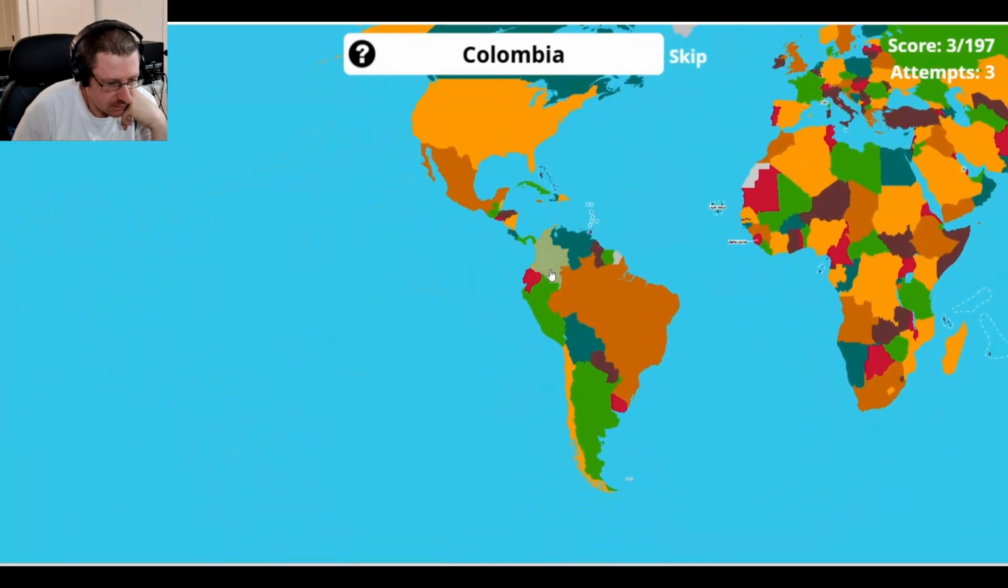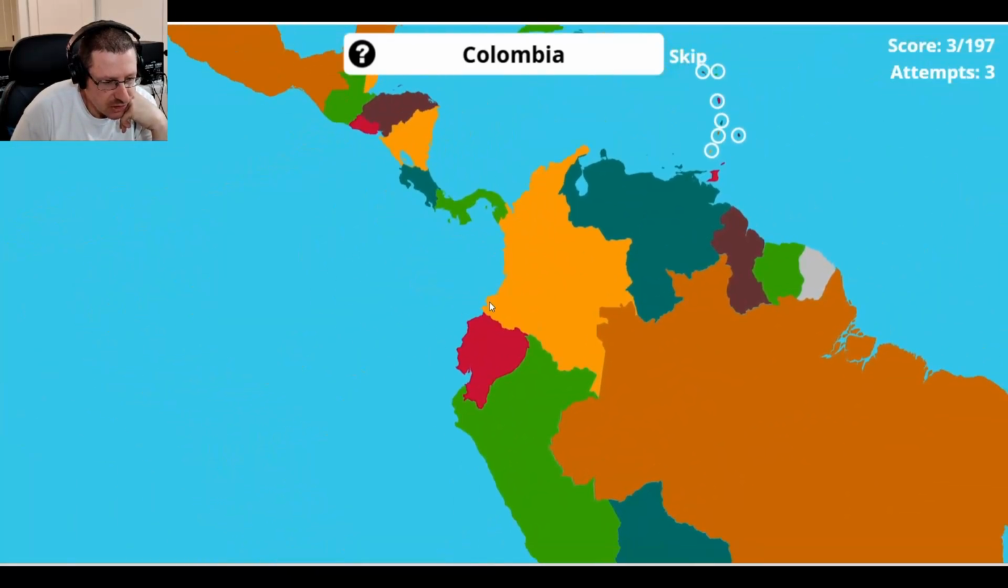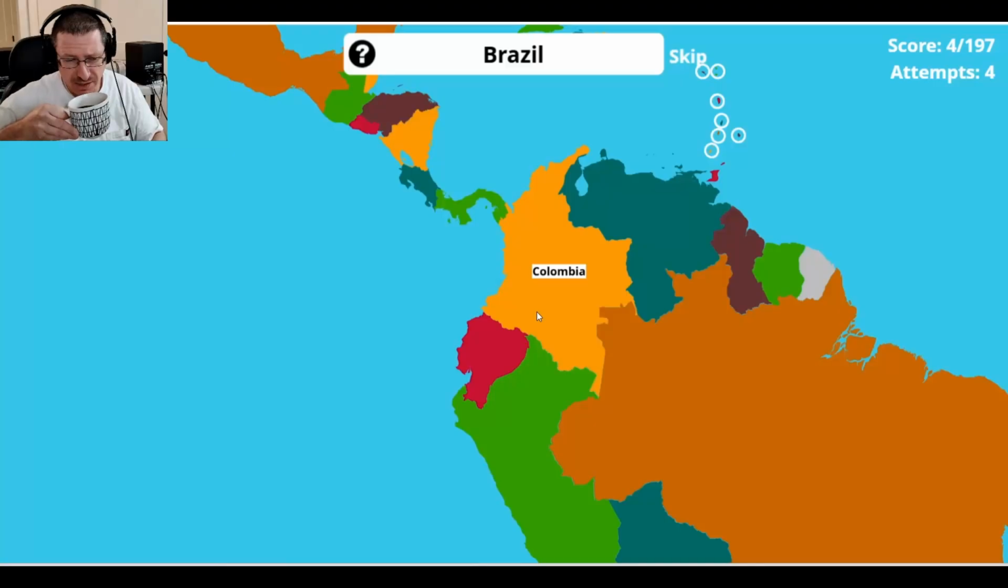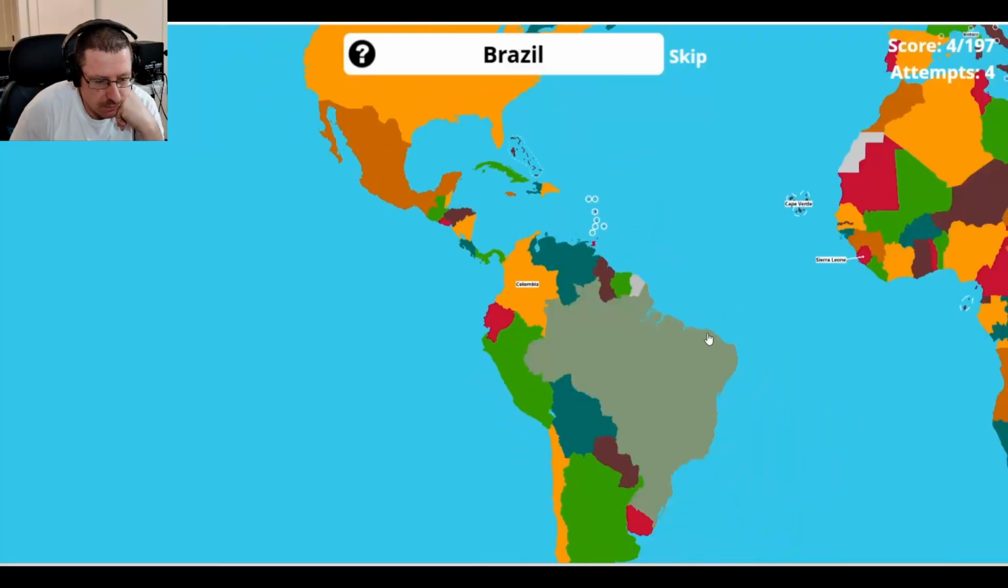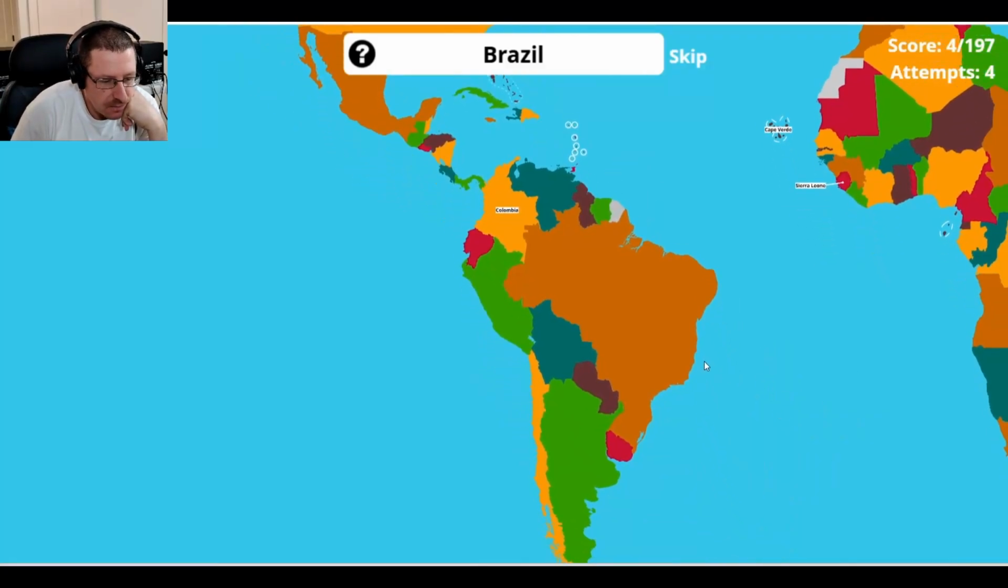Colombia, South America. It's right here. It's got the most bird species in the world. There's like 2,000 types of birds in Colombia. It's like the most in the world. Brazil is the biggest country in South America. It's right here. 60% of the Amazon rainforest is in Brazil. It also produces the world's most coffee. It's the number one coffee producer in the world, Brazil.